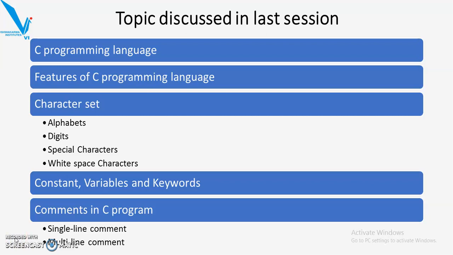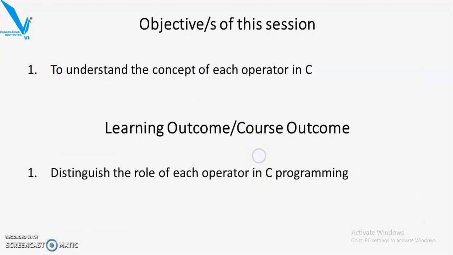Before going for today's session, we will see what we have covered in the last session. In the last session, we covered the features of the C programming language, then the character set of a C program, then constants, variables and keywords used in C programming, and comments in C programming. In this section, we covered the single line comment and multiple line comment.